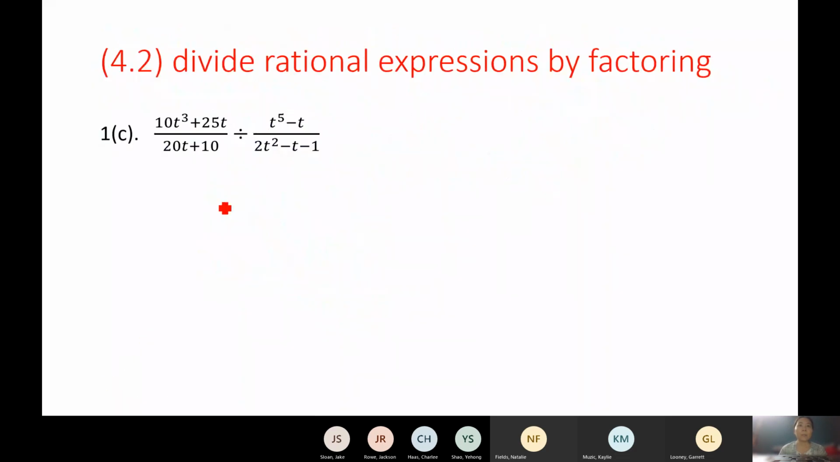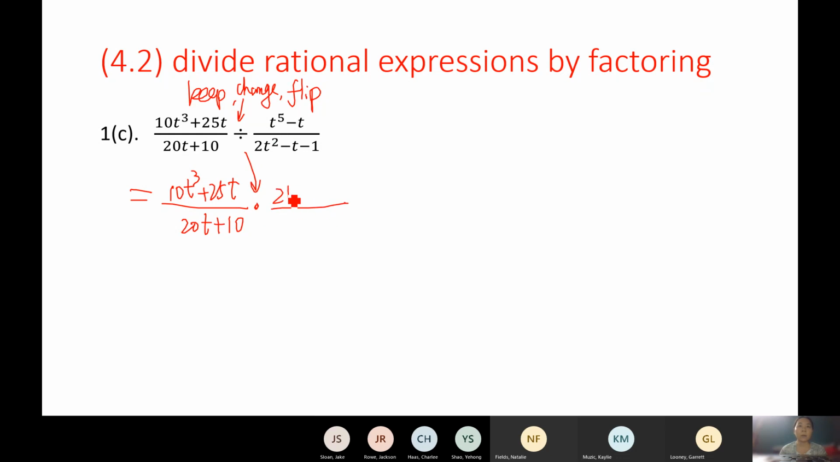This third one is also similar, but we have a division. The first thing we have to do is, how do we divide fractions? Keep, change, flip. We did this on the first exam. Now we have variables in here. So the first step, I would do that: just keep the first fraction, change this to multiplication, and flip the second fraction.